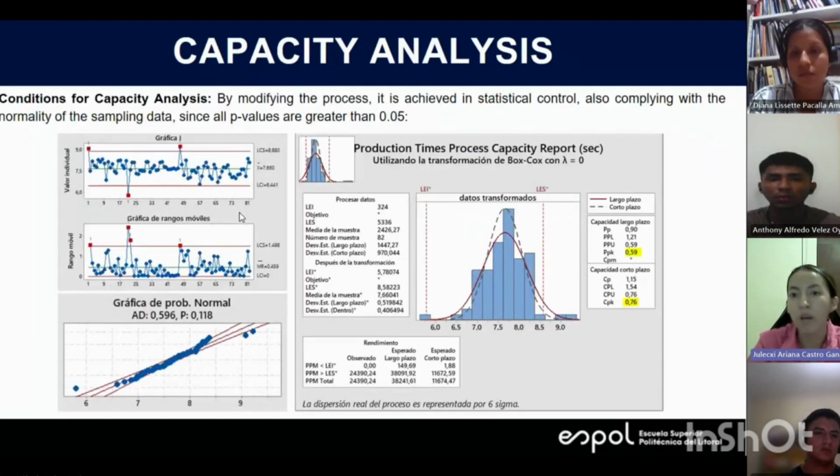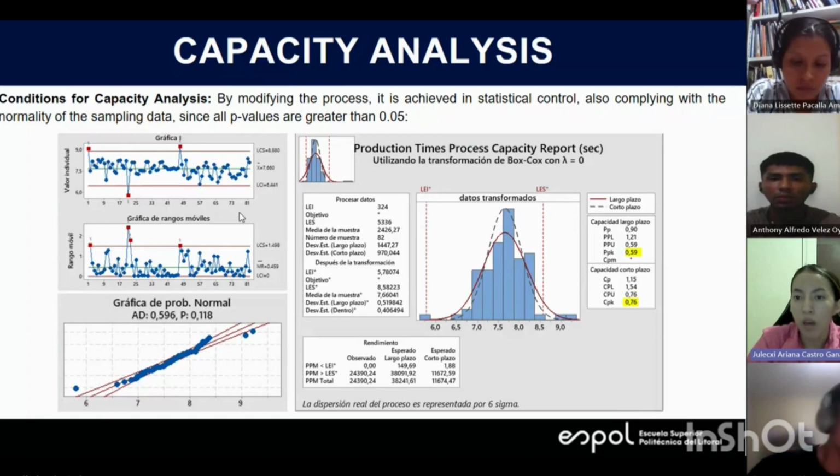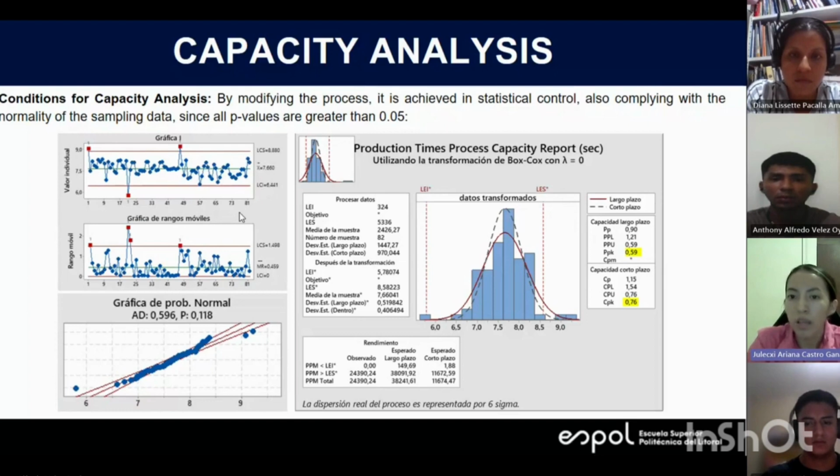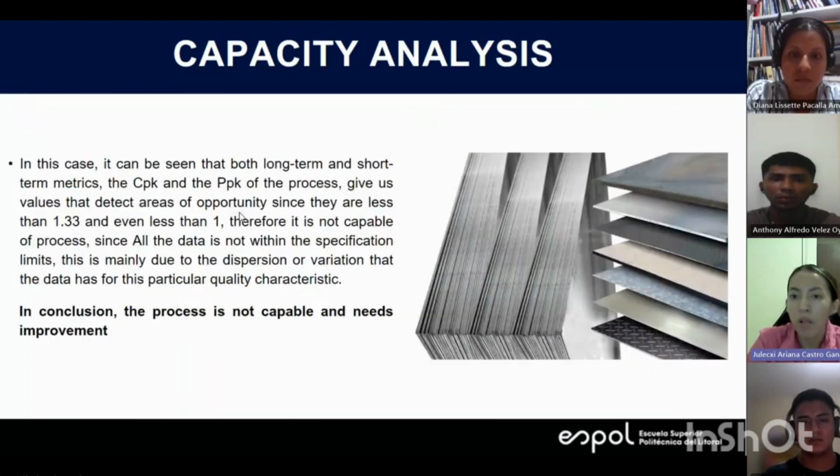Finally, we carried out the capability analysis. However, before doing so, we transformed the data to normal. From this, a short-term capability of 0.76 and a long-term capability of 0.59 are obtained, which concludes that the process is not capable and needs to improve, since the Cpk and Ppk are less than 1.33.